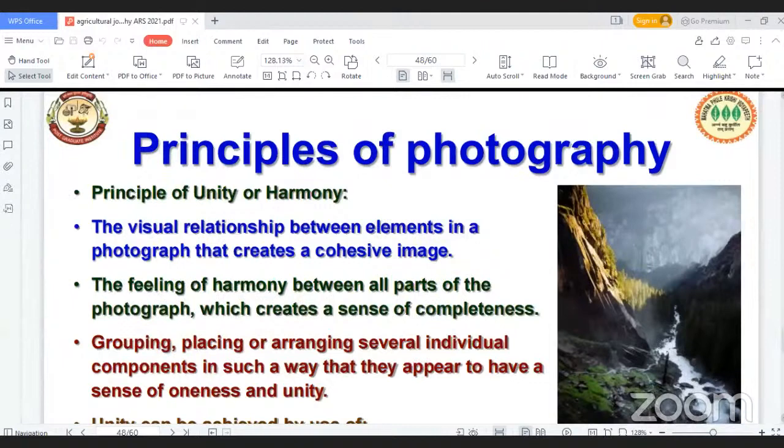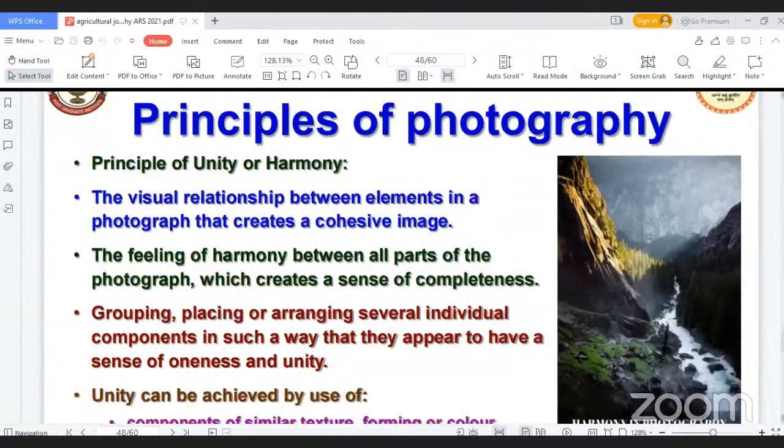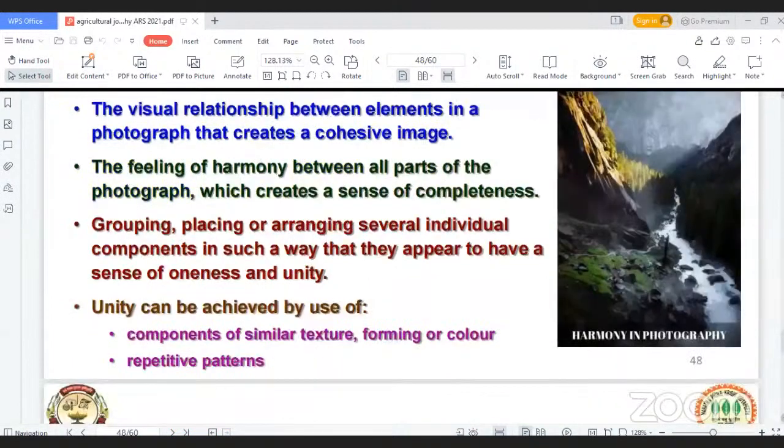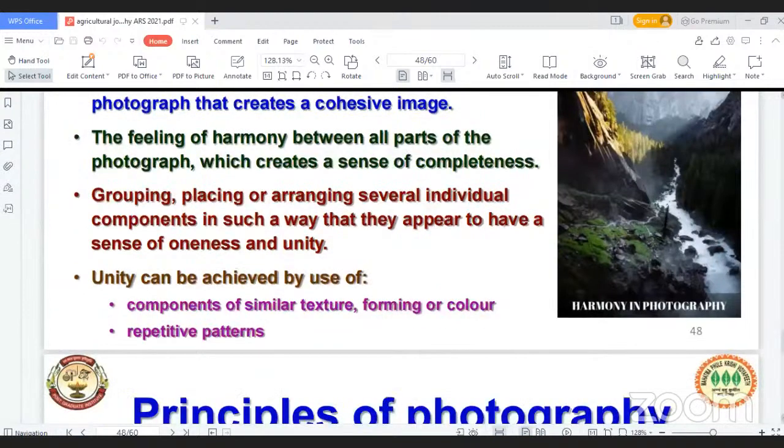It is the visual relationship between elements in a photograph that creates a cohesive image, the feeling of harmony between all parts of the photograph. Suppose you are looking at a photograph and you feel, wow, that photo is very nice. That means all the things were grouped, placed, or arranged in the proper way, conveying some meaning, oneness, unity. That is called the principle of unity. Unity can be achieved by using components of similar texture, similar colors, or repeated patterns.